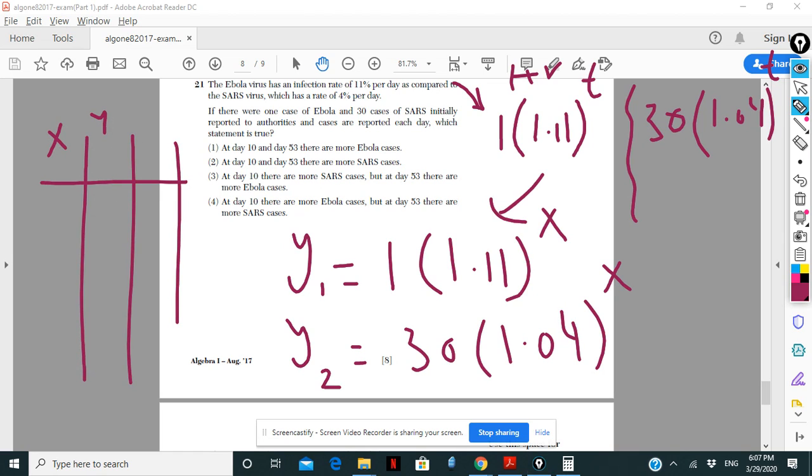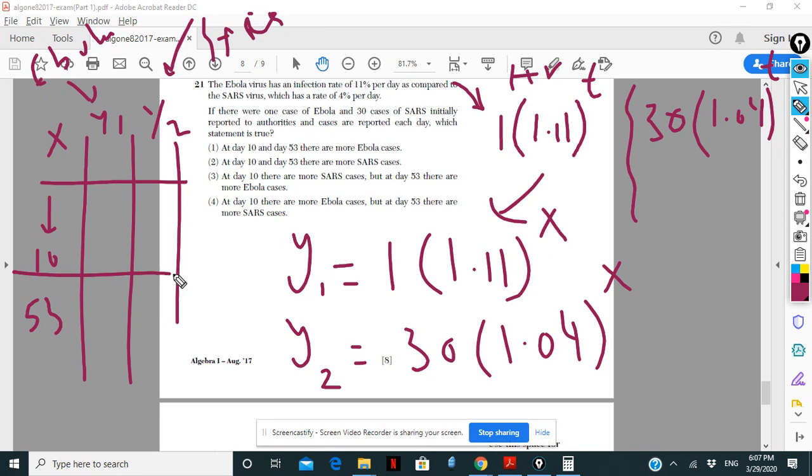Here is x, here is y1, y2, that's for Ebola, and that's for SARS, and here is the days. I'm going for day 10 and day 53, and I'm going to check the values. I think the answer must be number 3. At day 10, there are more SARS, but in day 53, there are more Ebolas.